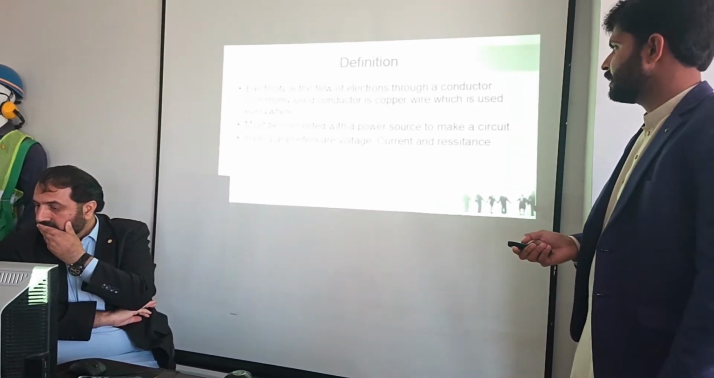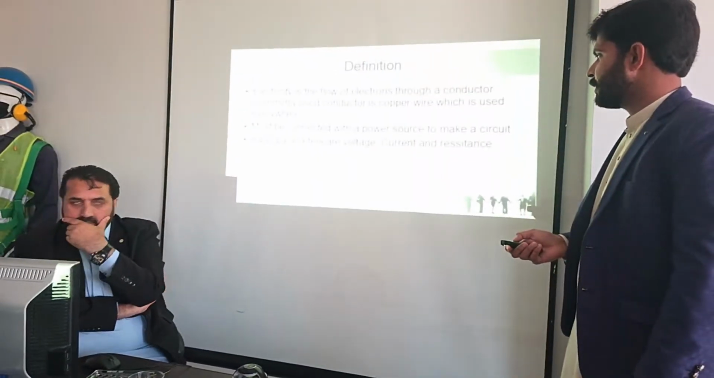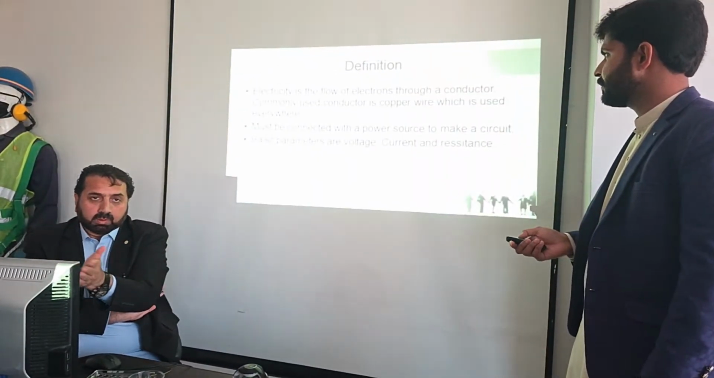Assalamu alaikum. My name is Mohammed Usman Arif and our topic is hazard and risk of electricity. To study electricity, to know about the hazard and risk. Definition: electricity is the flow of electrons through a conductor. A commonly used conductor is copper wire, which is used everywhere. It must be connected with a power source to make a circuit. Basic parameters are voltage, current and resistance.